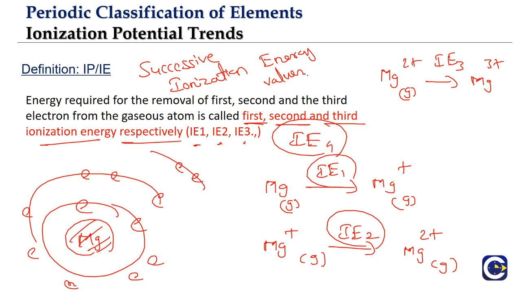And what is the representation? You see these terms IE1, IE2, IE3, IE4. They represent the energy required for the removal of the first electron, the energy required for the removal of the second electron, the energy required for the removal of the third electron, and so on.